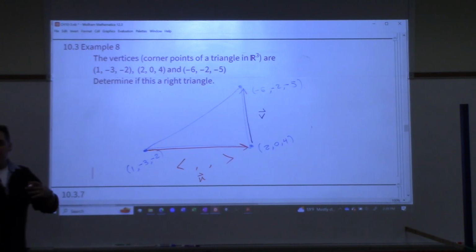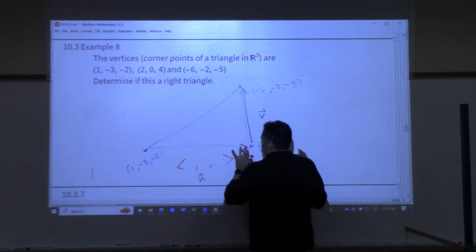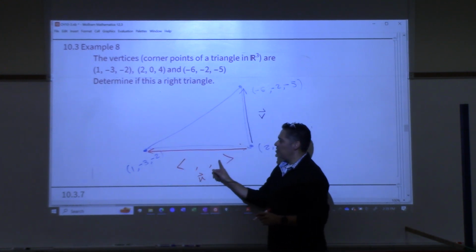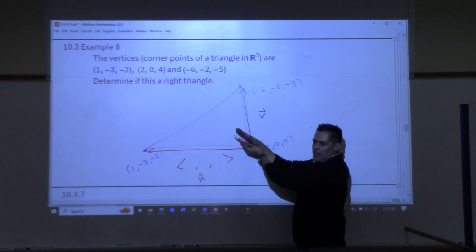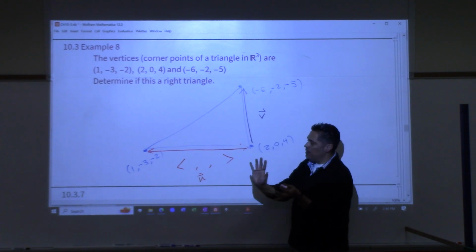Now, if it were me doing this, what I would have done on this one, this is just me, I would have done the vector going this direction. Now, all that changes is the signs of this vector, but I like to think about the dot product this way. I'm trying to find the angle between those two vectors, tail to tail. Now, it turns out it wouldn't have mattered.